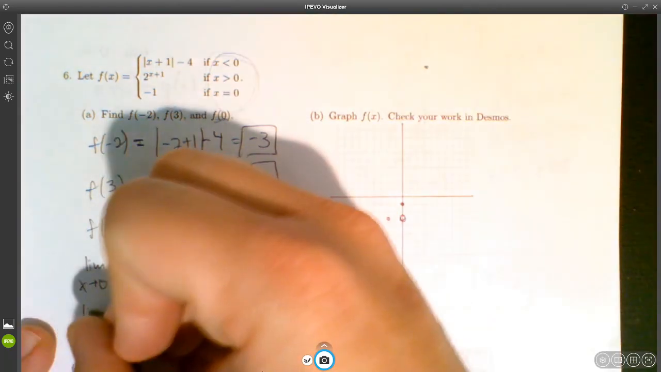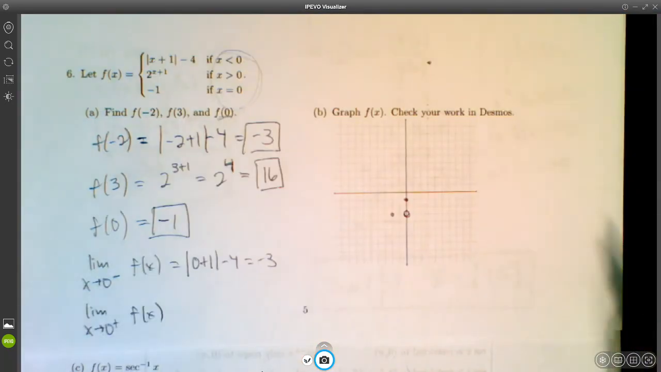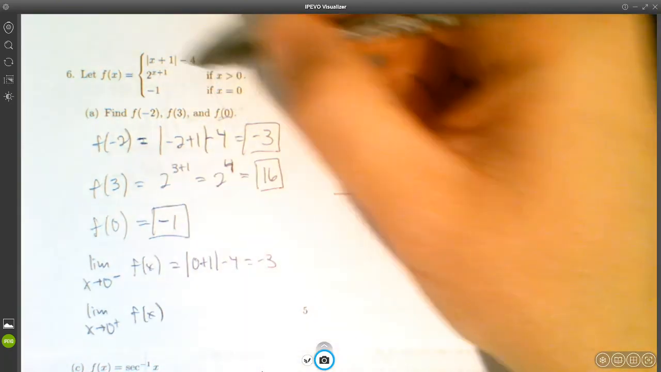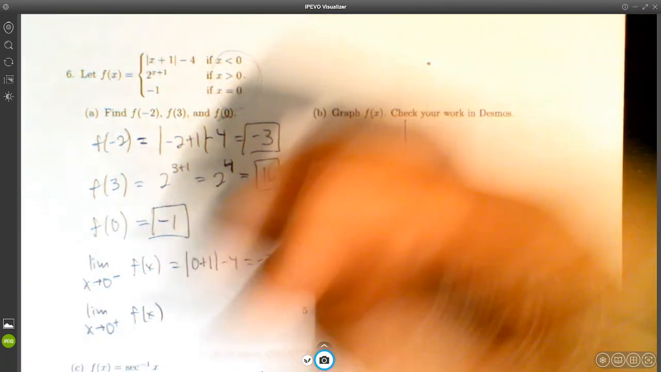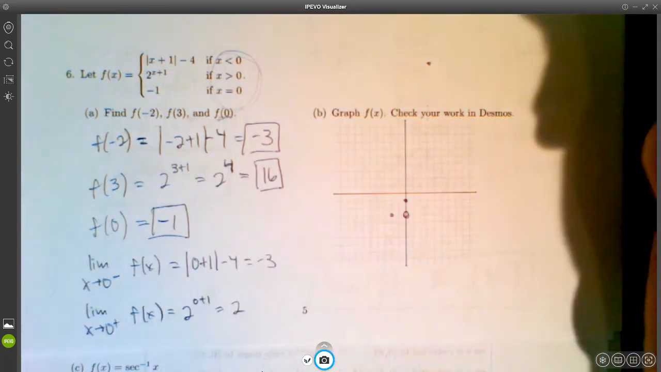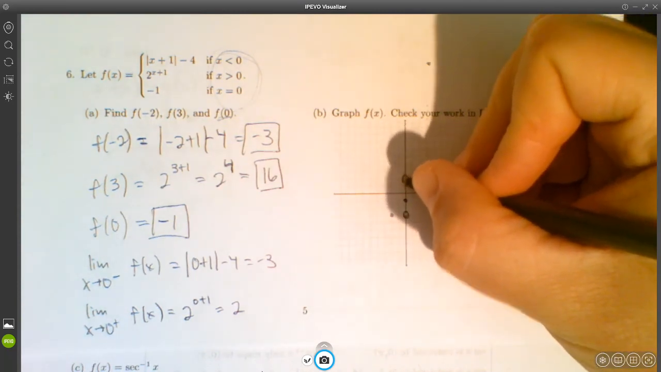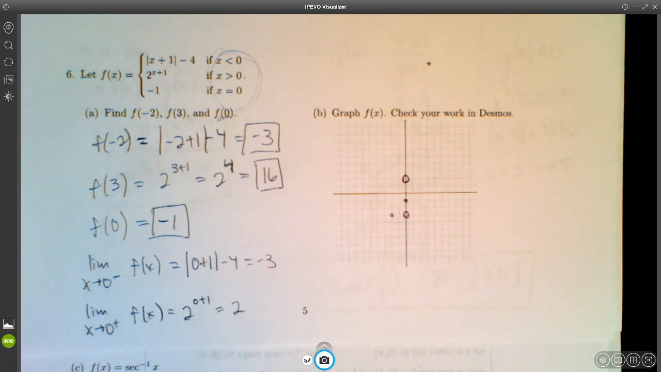What about as I approach from the right? As I approach 0 from the right, I'm going to be plugging in values slightly larger than 0. That means I'm going to be using the middle rule up here. So what value am I approaching? I would be approaching 2 to the 0 plus 1, which is 2. So as I approach from the right, I'm approaching 2. Now maybe I still don't have a great idea of what this thing looks like, but I think we can figure it out, right?